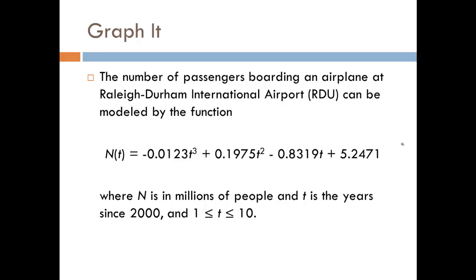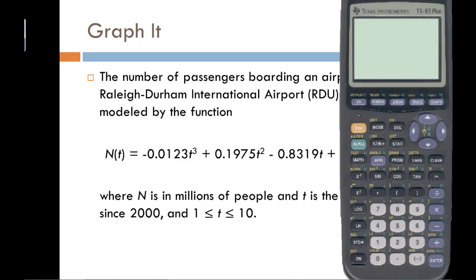For our first example, we have a function that gives us the number of passengers boarding an airplane at the Raleigh-Durham Airport. This can be modeled by our cubic function here. So n of t equals negative 0.0123 t cubed plus 0.1975 t squared minus 0.8319 t plus 5.2471, where n is in millions of people and t is the year since 2000. We will specifically be looking at the x values from 1 to 10. So that's from 2001 to 2010.